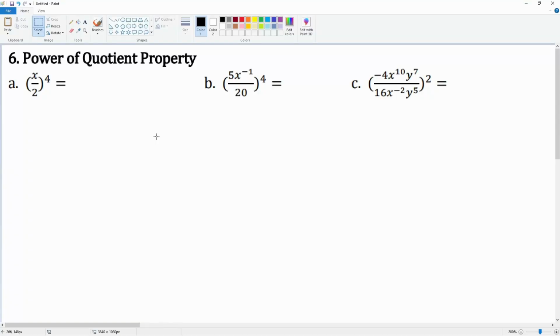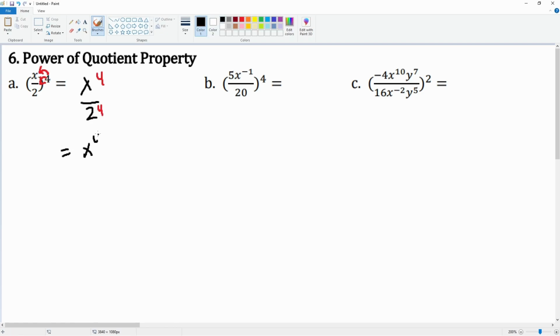Here we have number 6. It is a power of a quotient property. Here we just have a fraction that is raised to the exponent. So that exponent is going to be distributed to the top term of the fraction and the bottom term of the fraction. So the x on top will now have an exponent of 4, and the 2 on bottom is going to have also the exponent of 4.